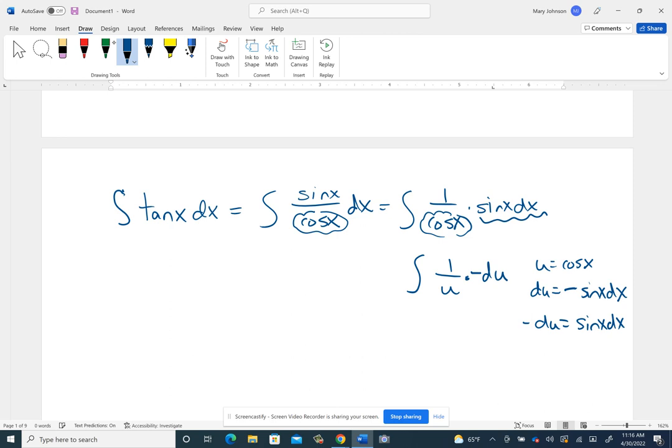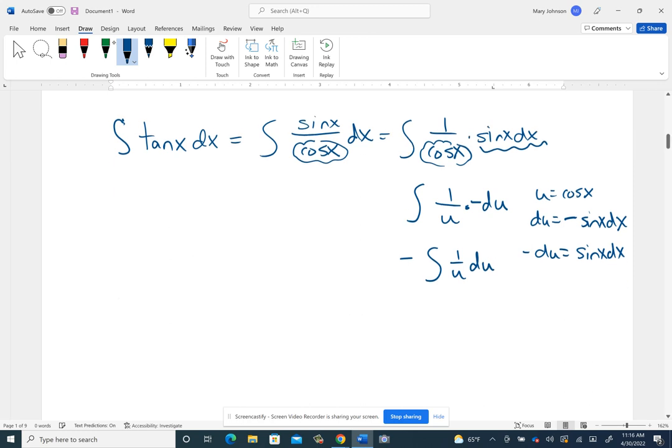So I really have negative 1 over u du. Okay? And then the 1 over u du is the natural log of the absolute value of u. The negative just gets brought down, and then I've got that plus c. Okay?